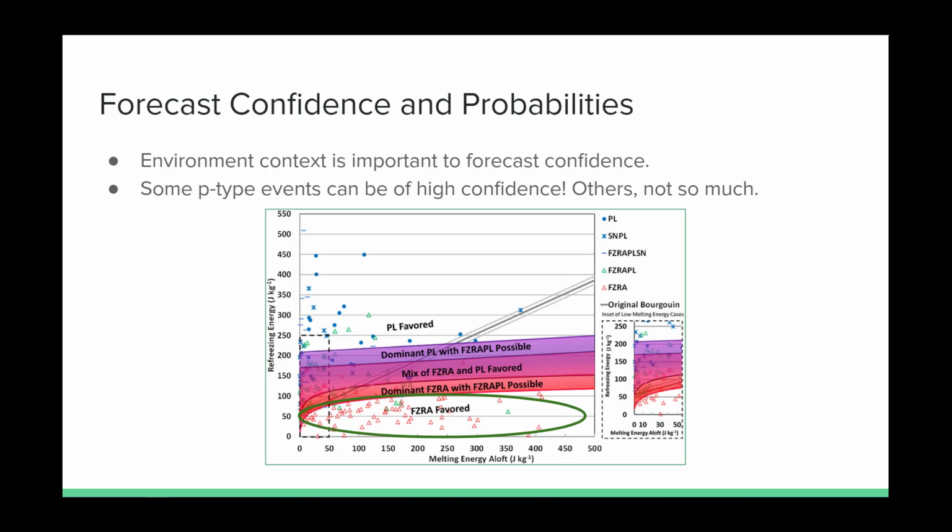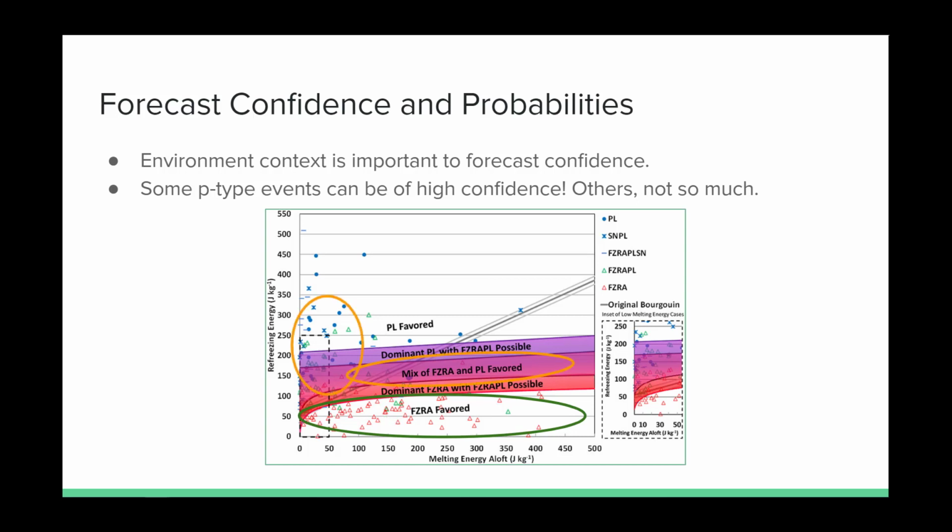To show that, for the points in the center of the green oval, changes of, say, 50 joules per kilogram, if you add 50 joules per kilogram, for example, in the refreezing layer, still yield high probabilities of freezing rain. So this provides a high level of forecast confidence because even with some model error, the outcome type is stable and probably won't change.